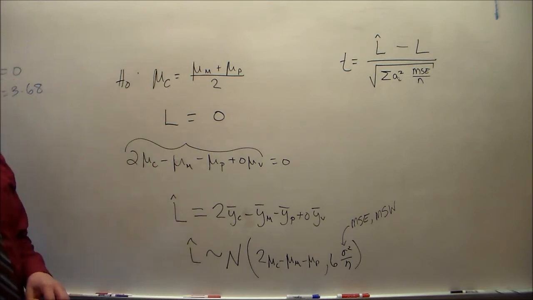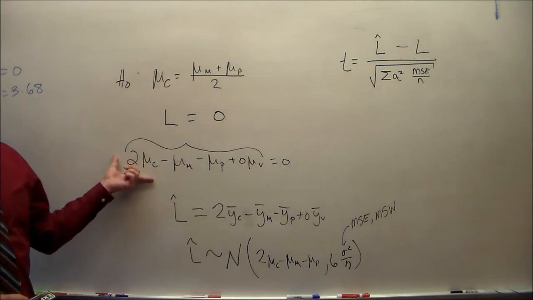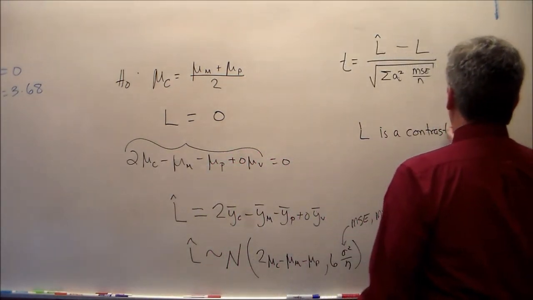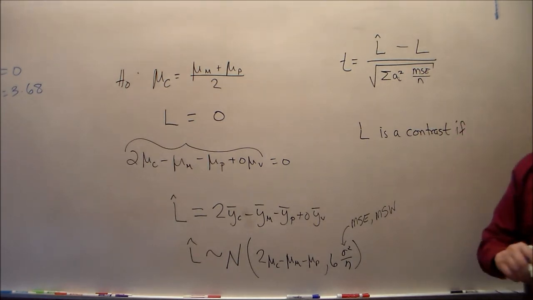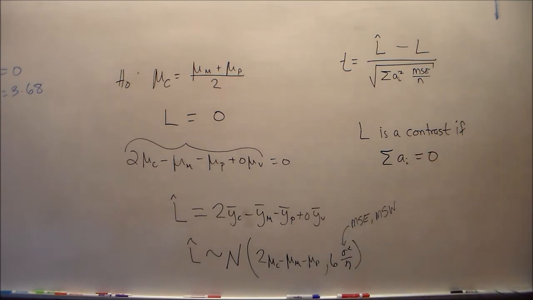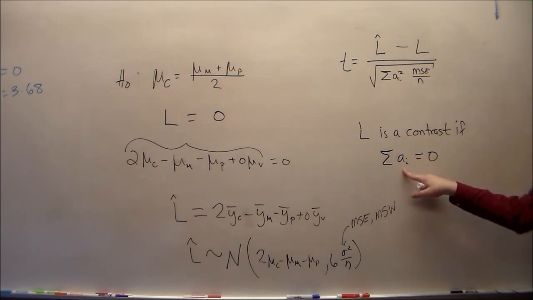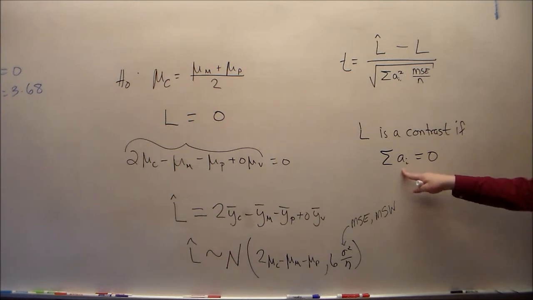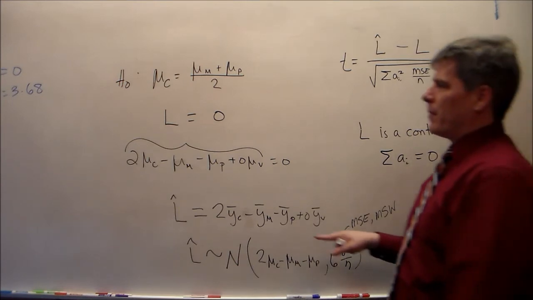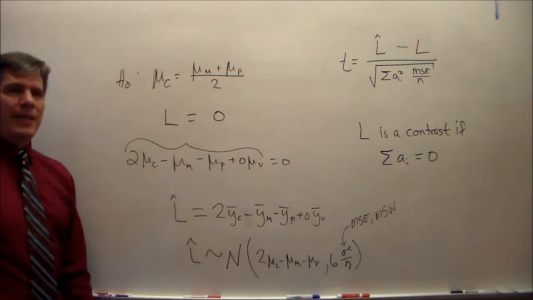Note one requirement for a contrast, the way that we formulated it. One of the consequences is L is a contrast if and only if the sum of those a sub i is equal to 0. Be careful, this is a sub i squared, so these are always going to be positive. These will be mixtures of positives and negatives. So let's check if this is a contrast, adding up all the coefficients, seeing if it comes to 0. So 2 plus negative 1 plus negative 1 plus 0, it's a contrast.